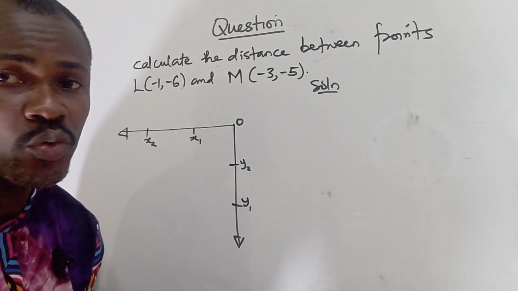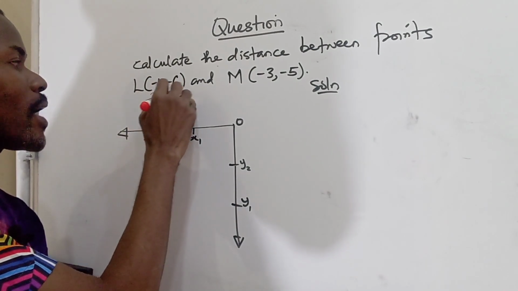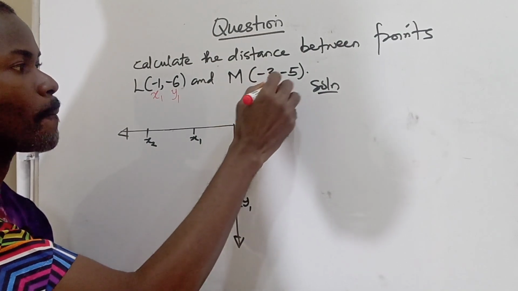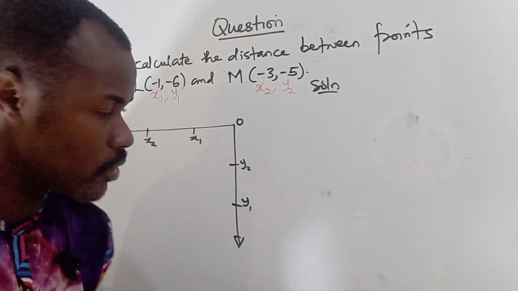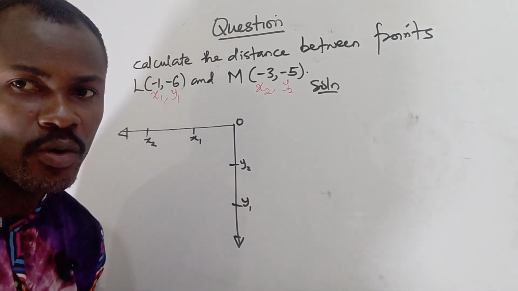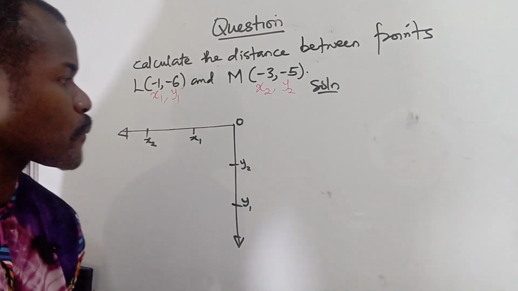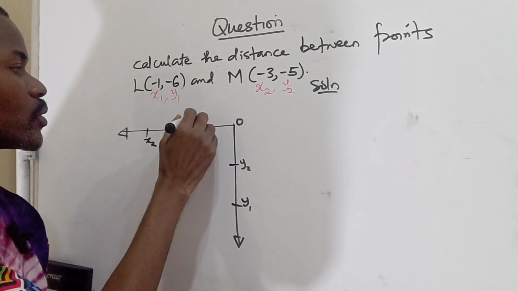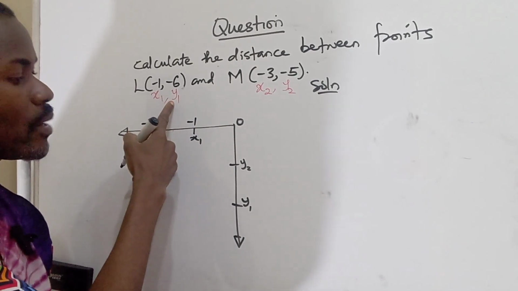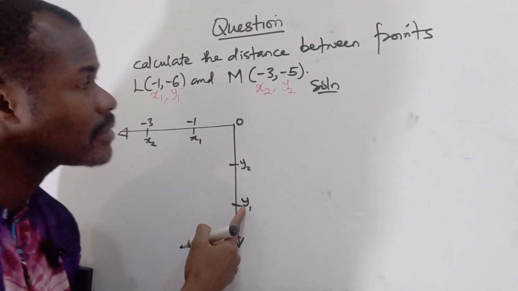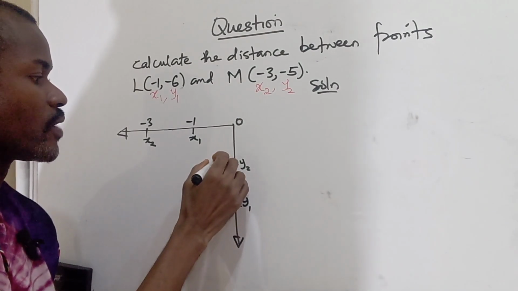So the first thing I want to do is label the 2 points. So this is x1, y1, and this is x2, y2. So that's our first step. Now I'm going to represent it on this diagram so that we can see the line or the distance we're trying to find. So our x1 here is -1 and our x2 here is -3. How about our y1? Our y1 here is -6. Okay, so I have -6 and our y2 here is -5.